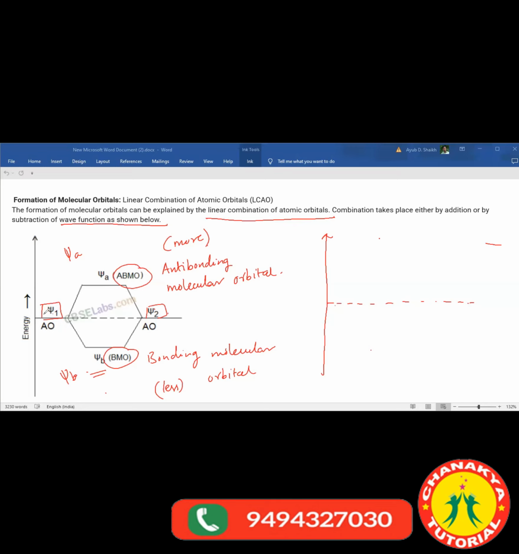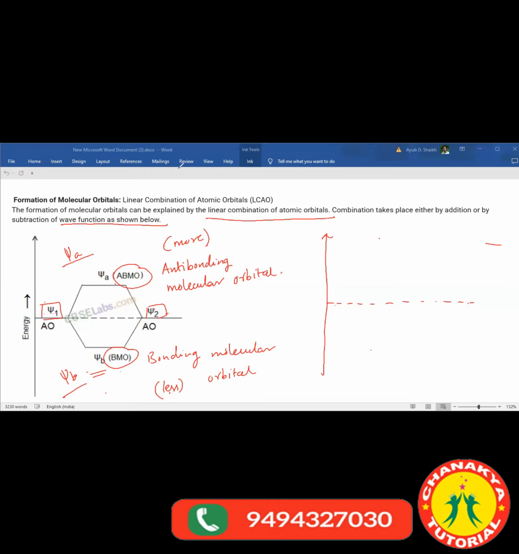Understood? Psi 1 would be what? These are the molecular orbitals for the psi 1 atom, right. Psi 2 is what? It's the molecular orbital for the psi 2 atom. The atomic orbitals of psi 1 and psi 2 mix, hybridize with each other to form two sections. One is the bonding molecular orbital, another is the anti-bonding molecular orbital. Among them, the bonding molecular orbital has less energy and the anti-bonding molecular orbital has more energy, right? The bonding molecular orbital is shown by psi b and the anti-bonding by psi a. Fine. Clear?